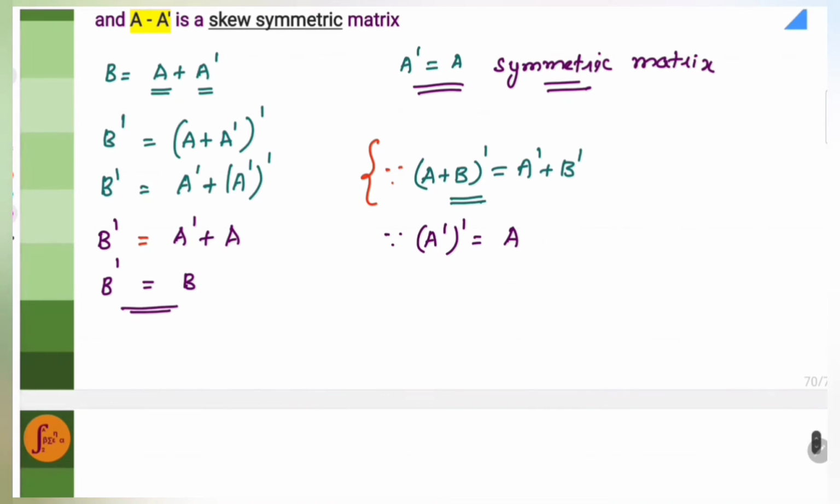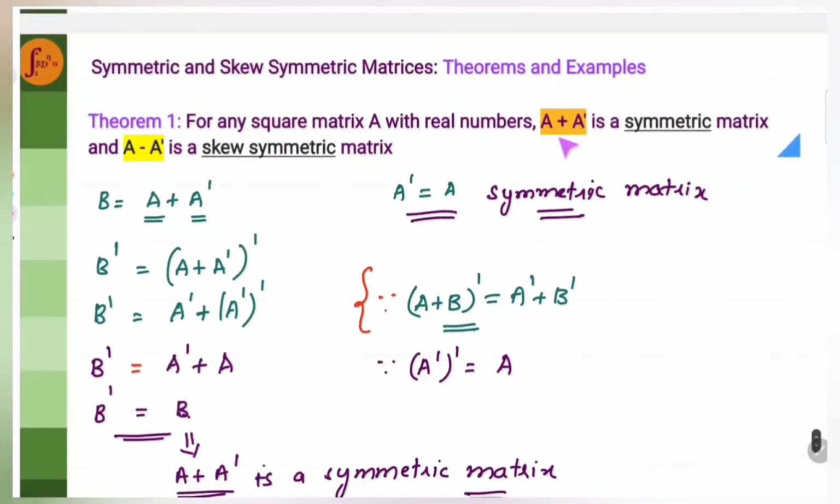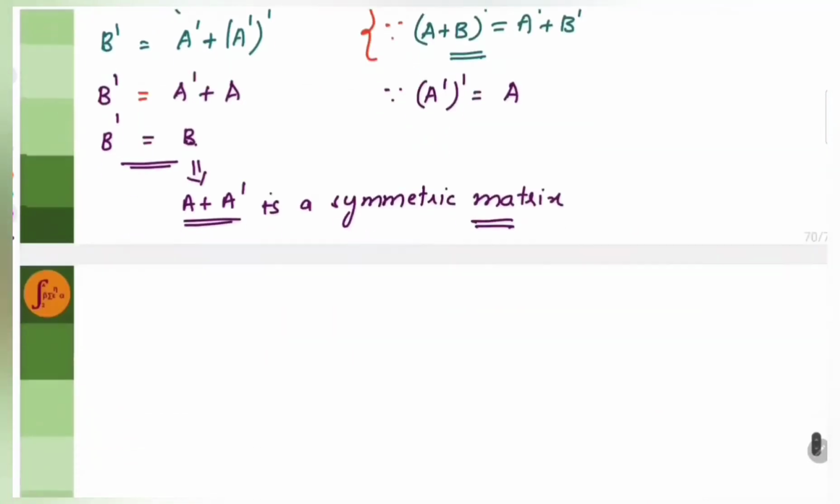Now again, in turn, what is B? B is nothing but A plus A transpose. Since B is a symmetric matrix, A plus A transpose is a symmetric matrix. So we have proved the first case, that A plus A transpose is a symmetric matrix. Now similarly, we'll prove that A minus A transpose is a skew symmetric matrix. So what we'll have to do?